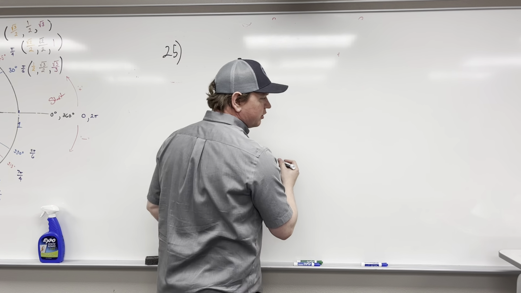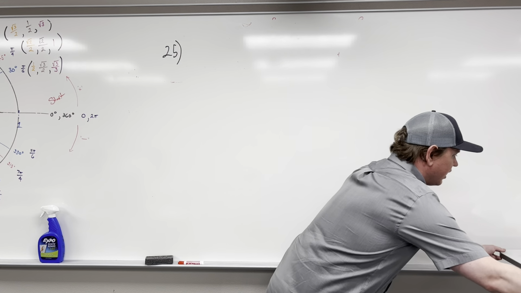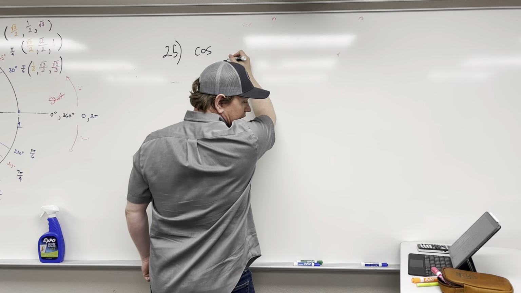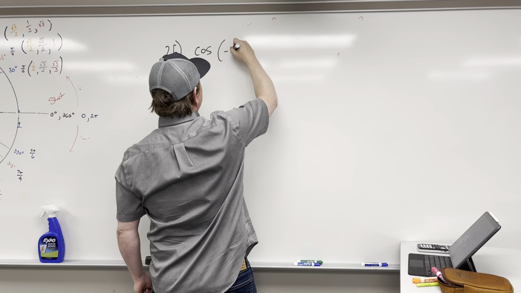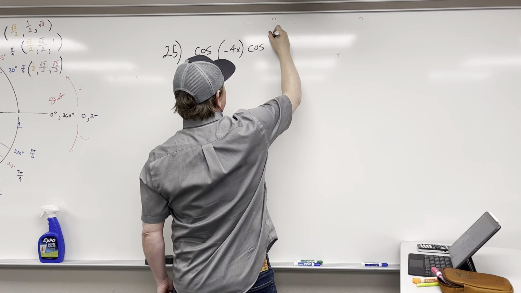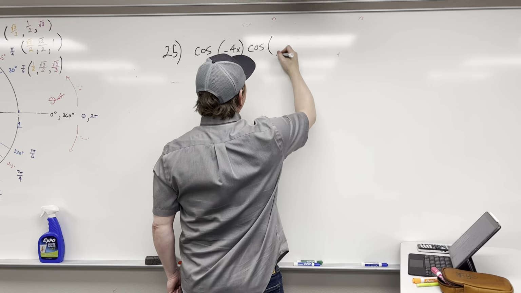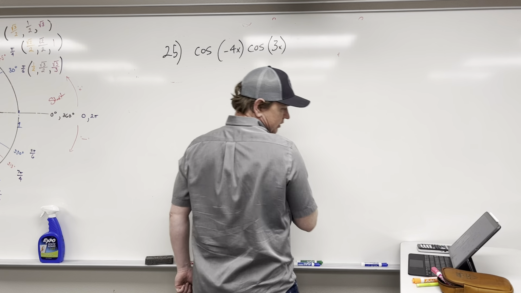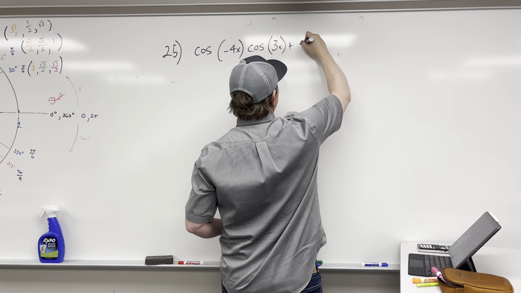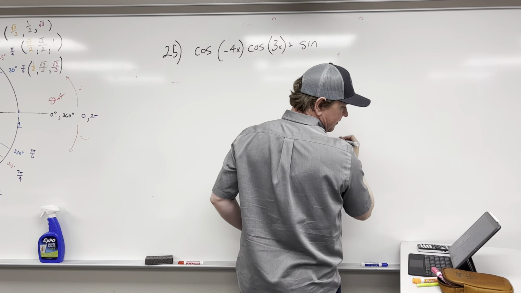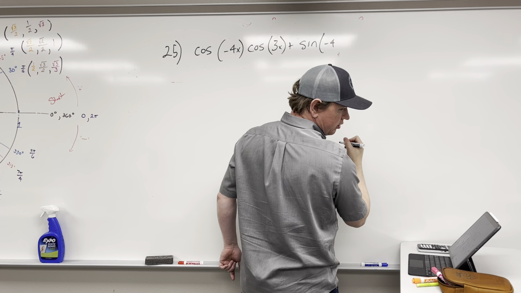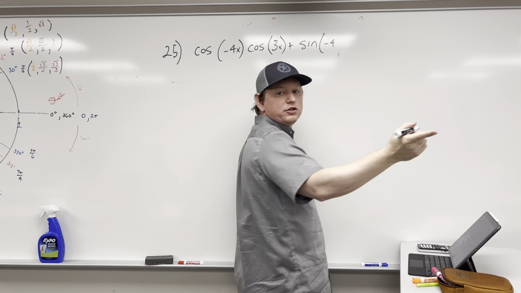And you'll see what I mean. So cosine of negative 4x, cosine of, and already bells should be ringing, right? When you see cosine and cosine together, what should you be thinking about? Wait, what is it? Difference of cosine. Yeah, difference of cosine, right?